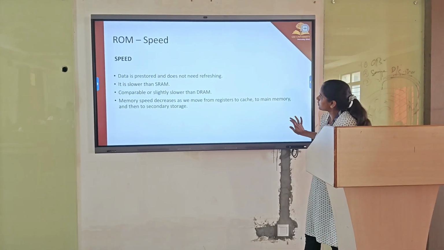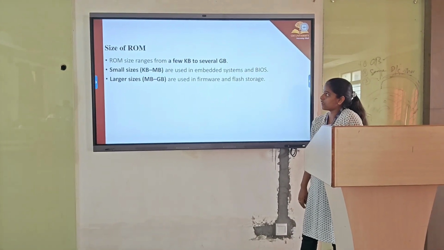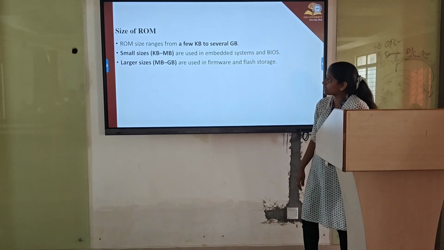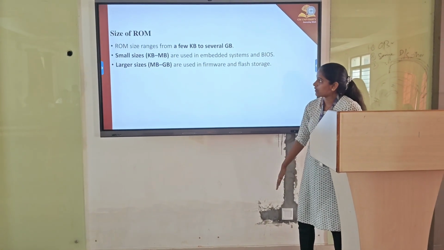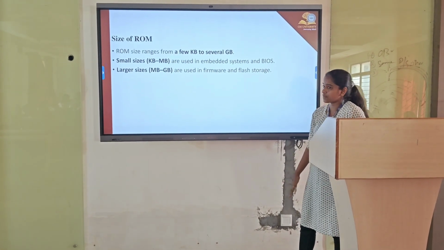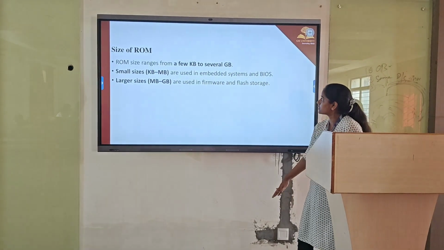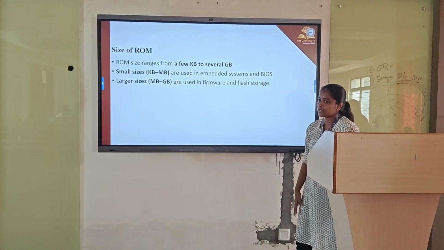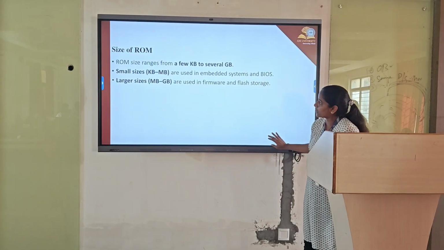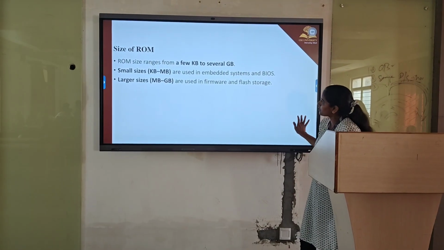Size of ROM ranges from a few KB to several GB. Small sizes, KB to MB, are used in embedded systems and the basic input output system. Larger sizes, from MB to GB, are used in firmware and flash storage.